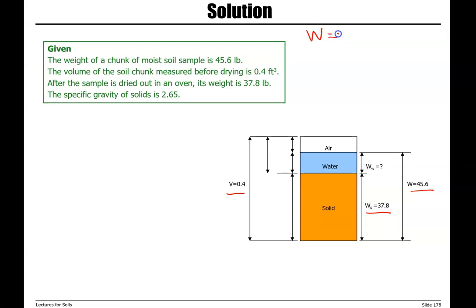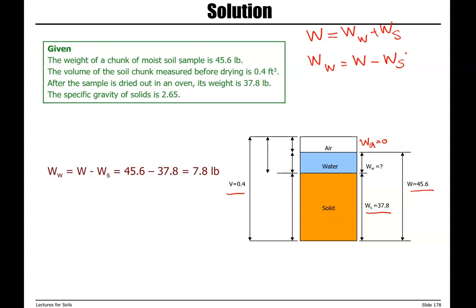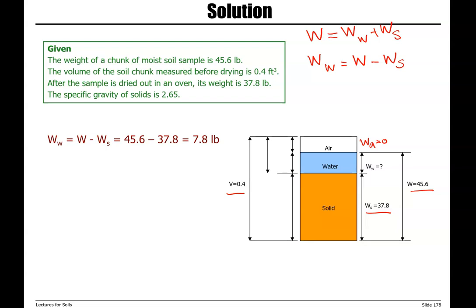We know that total weight, and again weight of air is 0. So total weight is equal to weight of water plus weight of solids. So from here you can calculate weight of water as total weight minus weight of solids. So weight of water is 7.8 pounds. We have all the numbers on the weight side. Now we need to calculate numbers on the volume side.